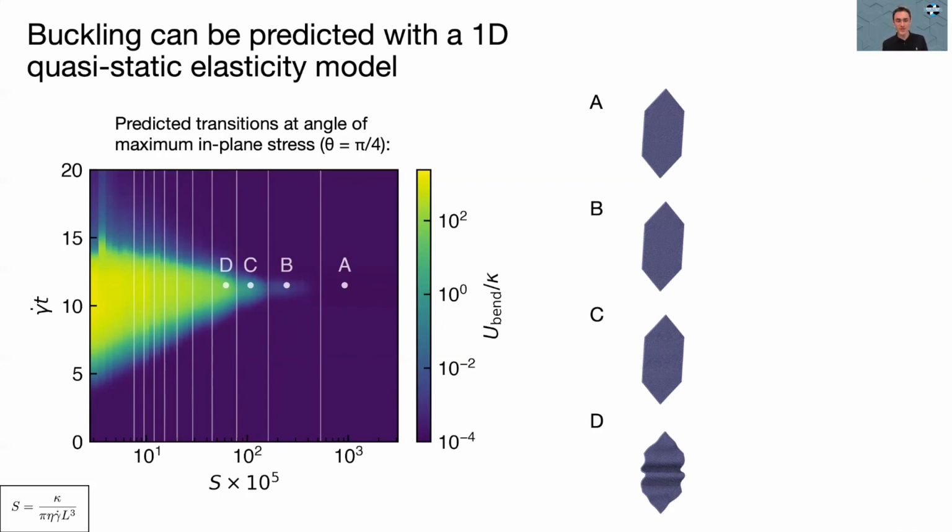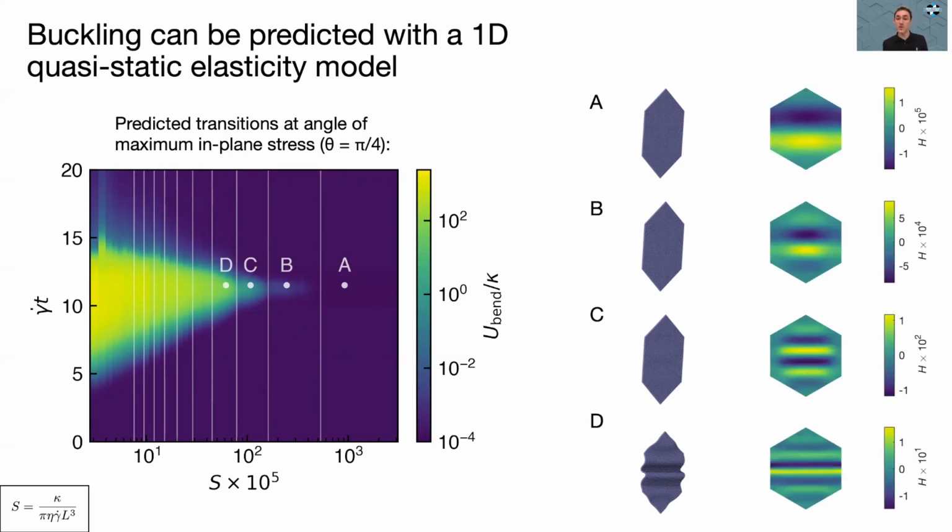D, the softest sheet, you can see buckled, but we can really see that these sheets lie in different buckling regimes when looking at the mean curvature over the intrinsic coordinates. So we can see that the mode number increases as the sheets get softer, and this very much affirms the validity of the simple 1D quasi-static model that we propose.